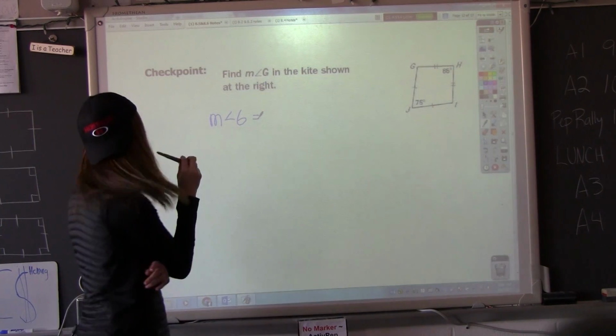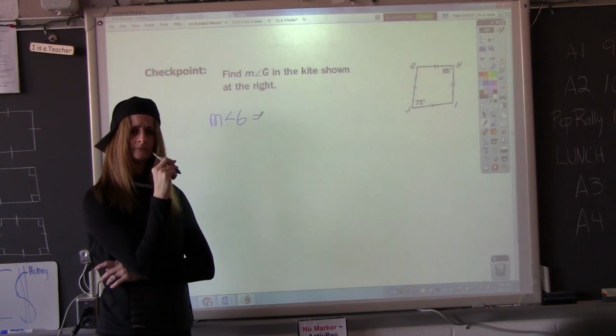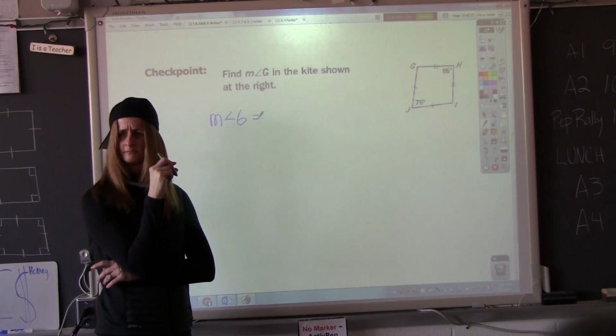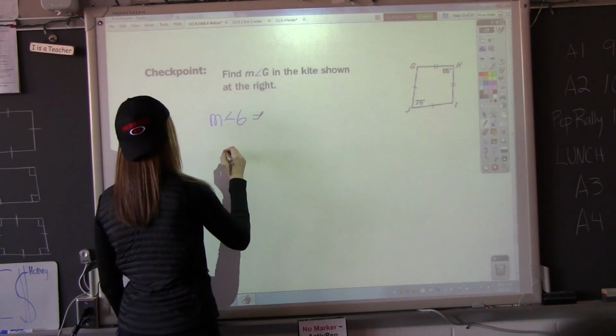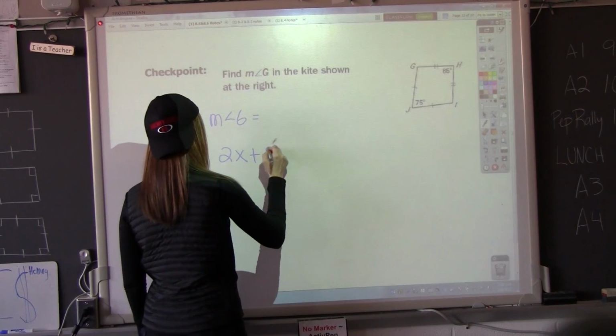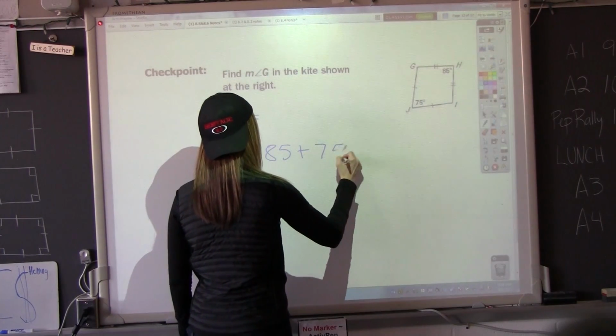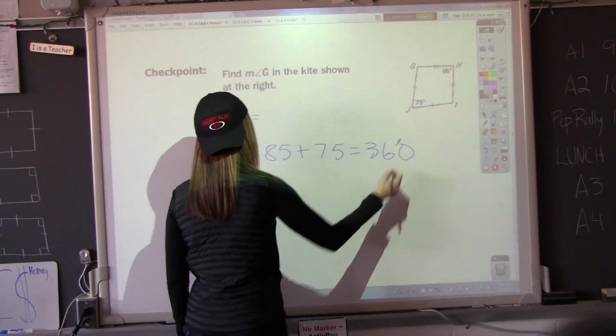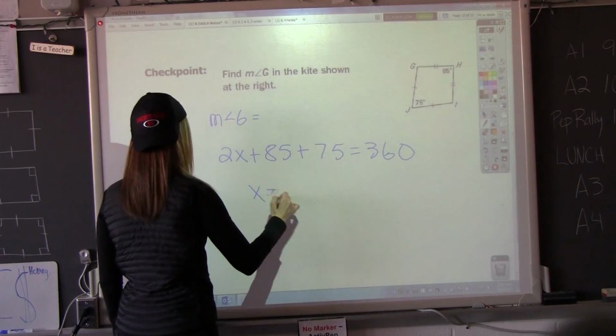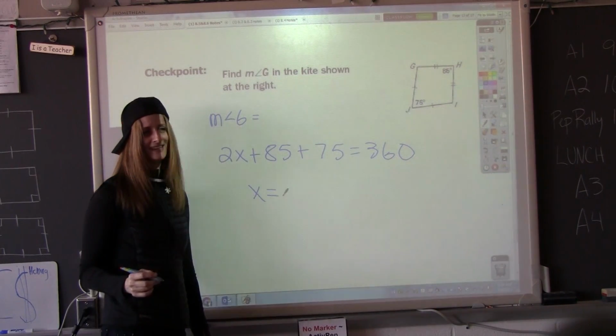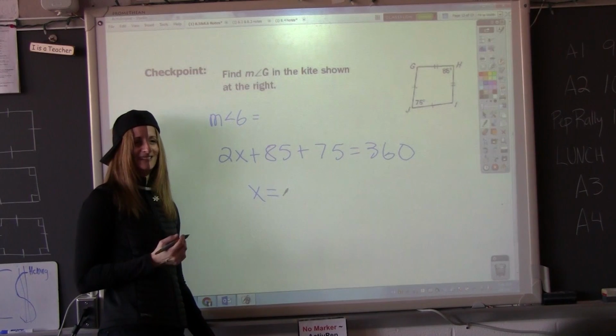X equals 10. Oh, it's X equals 100. Actually, it's the measure of angle G equals 100. Can somebody else do this problem? Measure of angle G equals 100.